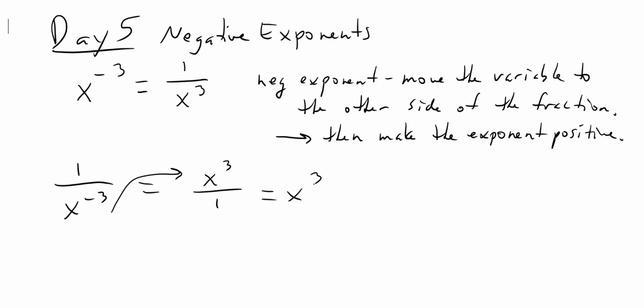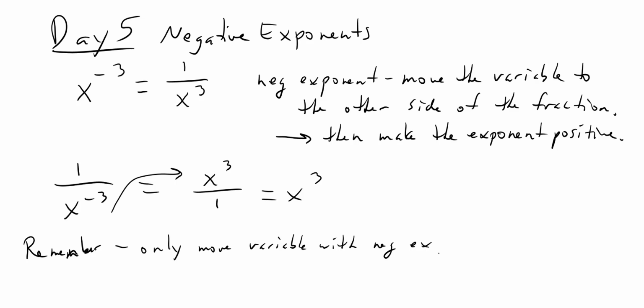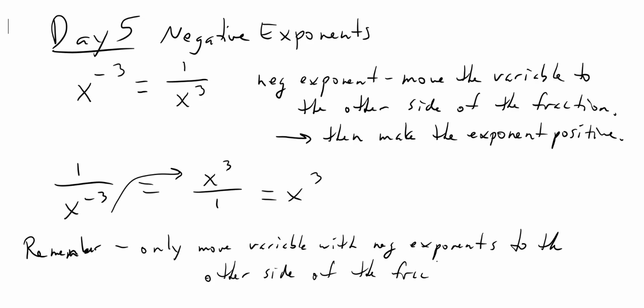But remember, if you have a few variables, I'm going to write this out here, then I'm going to do an example. So remember, only move variables with negative exponents to the other side of the fraction. I'll say move variable or variables, right? It can have more than one with negative exponents. If it's got a positive exponent, do not touch it. You cannot touch variables that have positive exponents because they belong where they are.